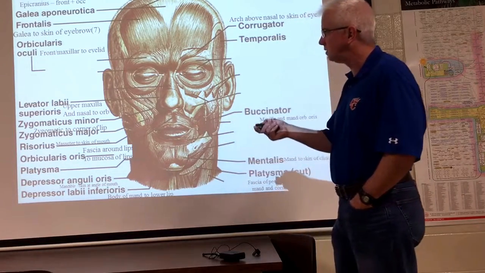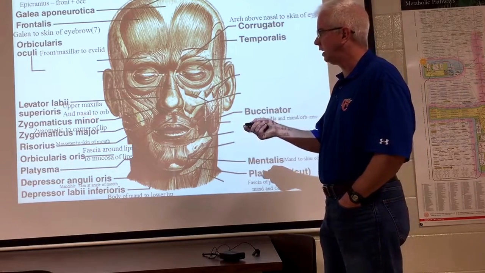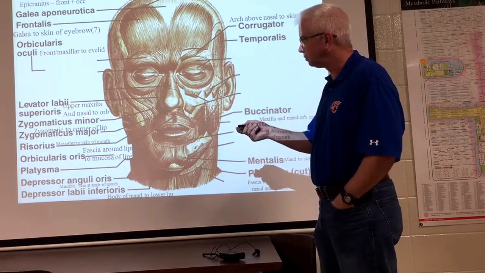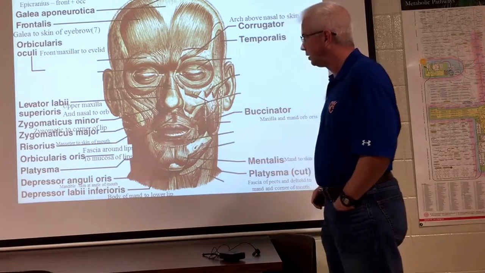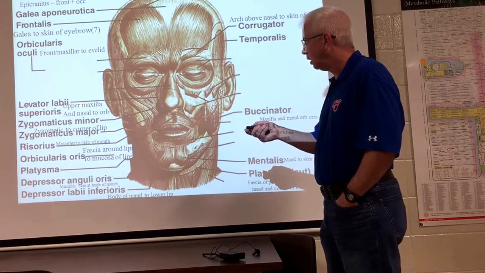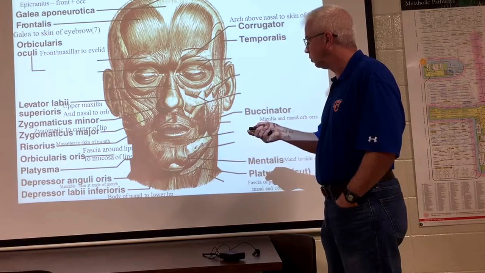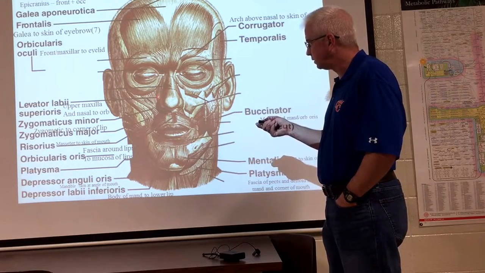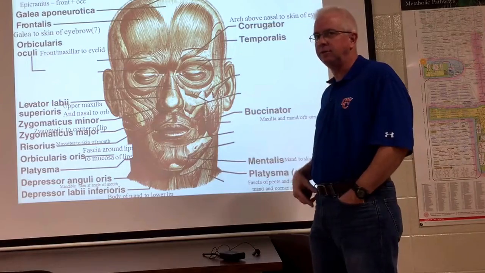And its attachment is to the upper maxilla. It has an attachment over to the nasal bone and to the orbicularis oris. So the levator labii superioris is a muscle that actually helps to lift the lips.